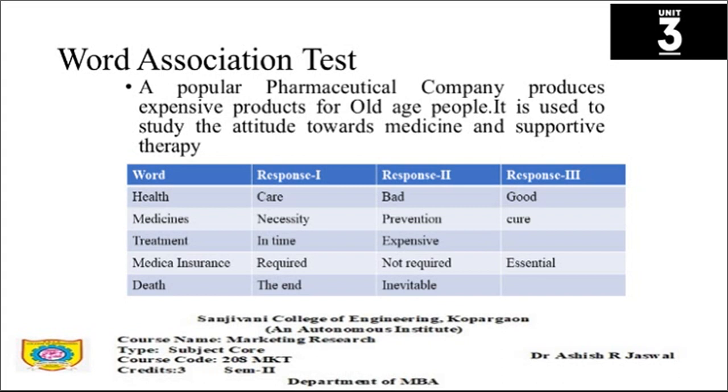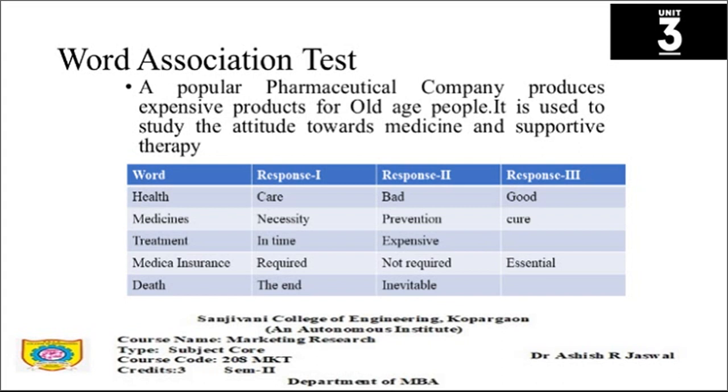There were three different sets of responses collected for every word. The first word is health. The responses were care, bad, good. For medicines, responses were necessity, prevention, cure, treatment, in time, expensive. Medical insurance: required, not required, essential. Death: the end, inevitable. This is how you carry out a word association test.